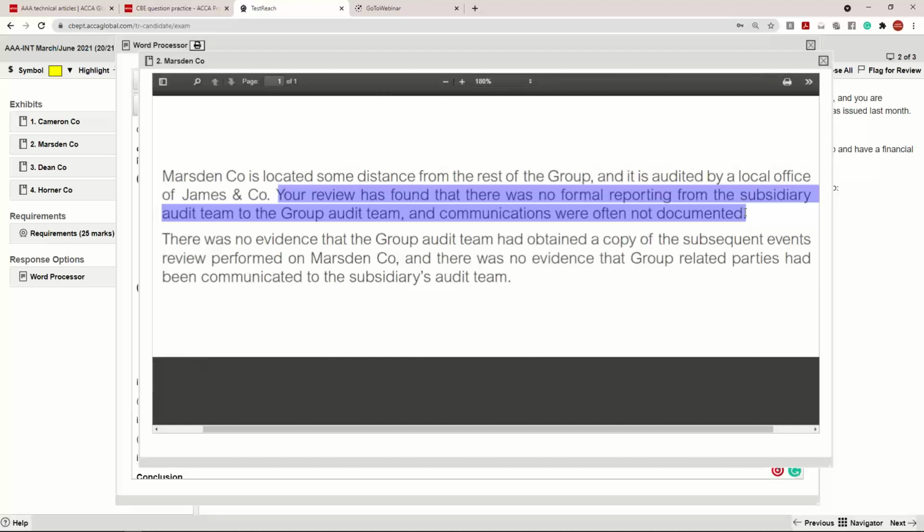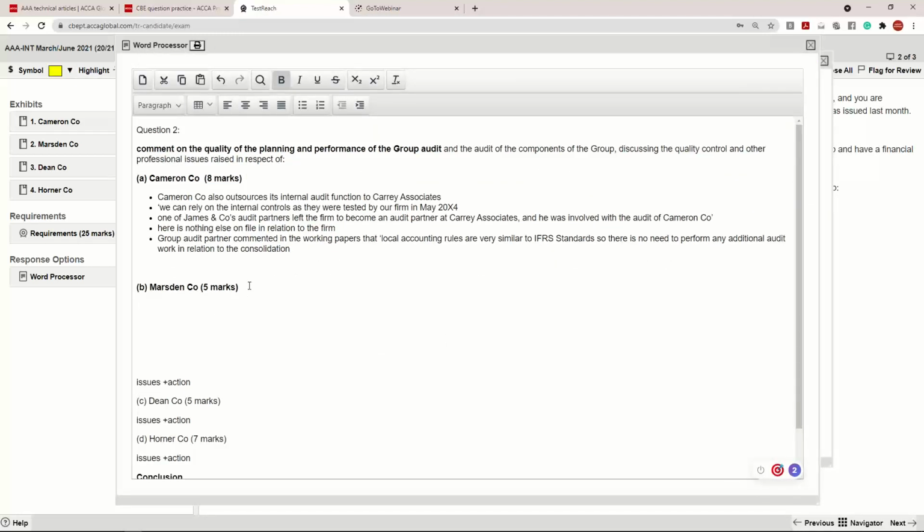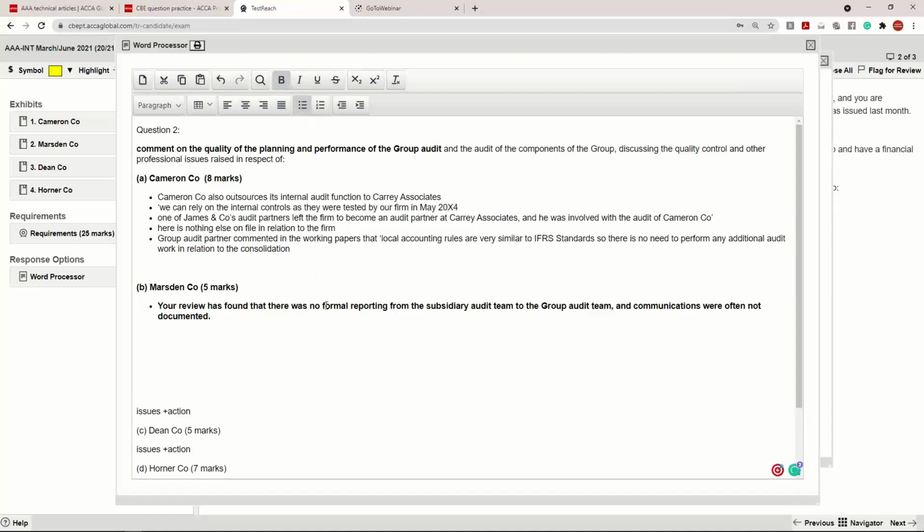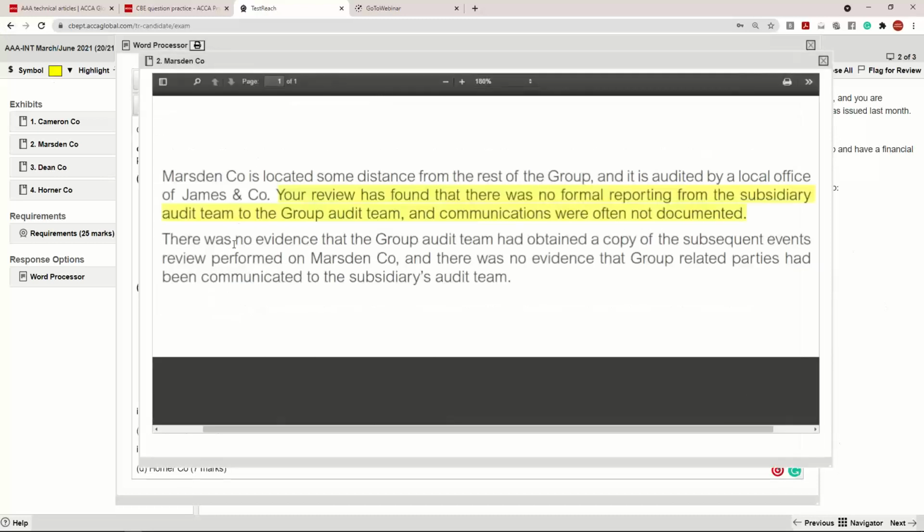So should I copy this point, Control C, and take it to my word processor as my first issue under the Marston Company, and paste it over here in the exam context? Next, you go back to the Marston Company. There was no evidence that the group audit team had obtained a copy of the subsequent events review performed on Marston Company. Is that another issue?